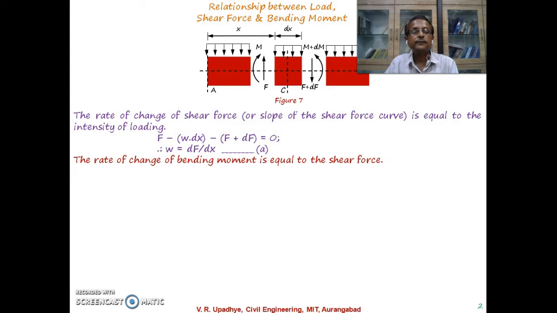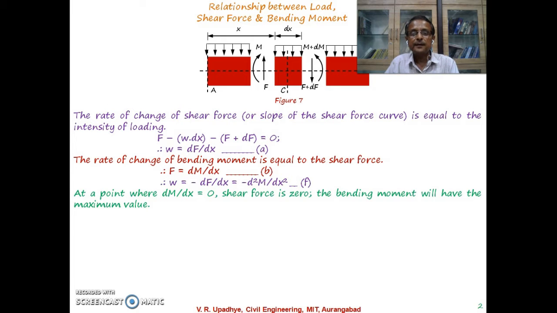In addition to that, we have discussed that the rate of change of bending moment is equal to the shear force. So F is equal to dM by dx. So dM by dx is the rate of change of bending moment, and that is equal to the shear force in between those two points. So with these two relations, dF by dx is equal to w and dM by dx is equal to F, that is the shear force, we can write that d2M by dx square is dF by dx, and that will be the intensity of the loading.